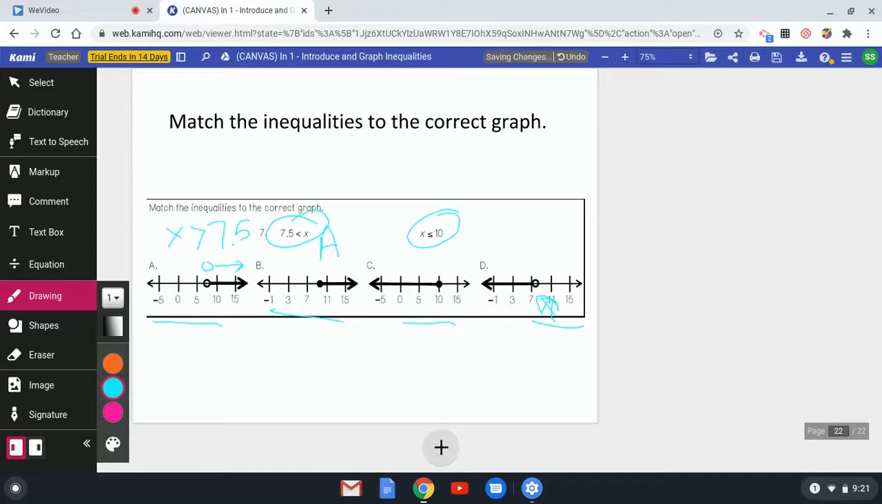Okay, x is less than or equal to 10. So let's see, are there any that have the dot on 10? Well, B and C both look like they could be on 10, right? Closed dots. X is less than or equal to 10. So the correct answer for this would be C. A and C.